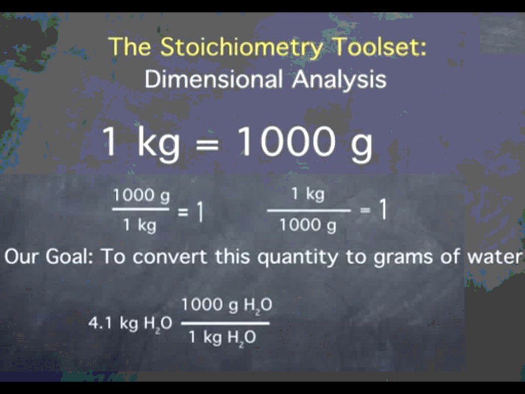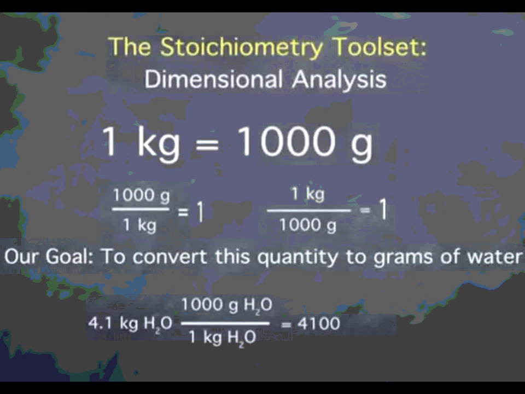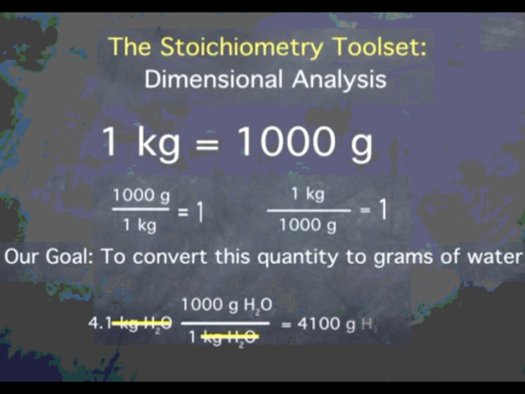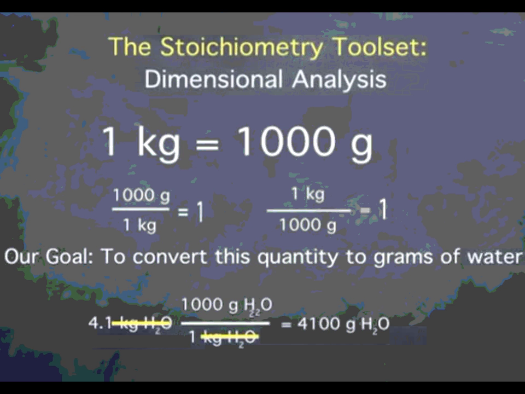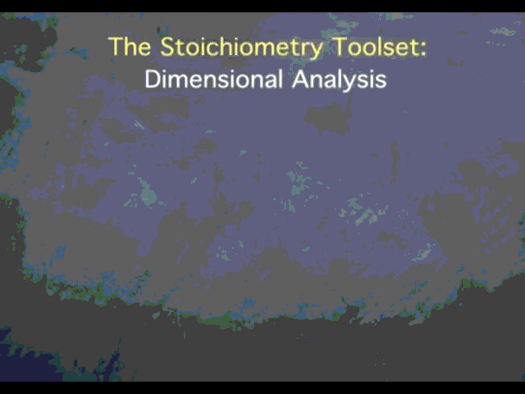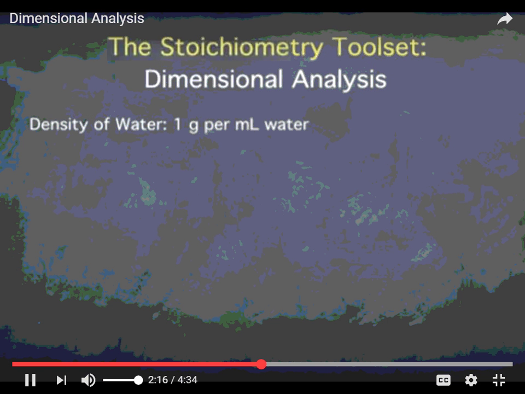This multiplication gives the value 4,100. To determine the units of this quantity, we cancel the kilograms water and are left with grams water. So we achieved our goal of converting the quantity 4.1 kilograms of water over to that same amount expressed in grams of water. Let's do another example of a unit conversion. Say we are given the density of water as 1 gram of water per milliliter of water.